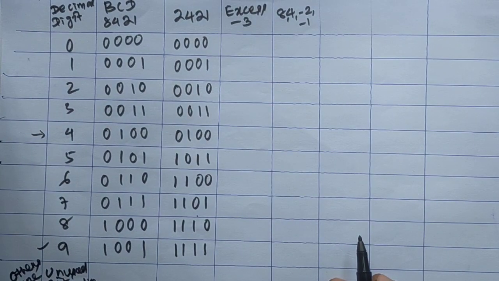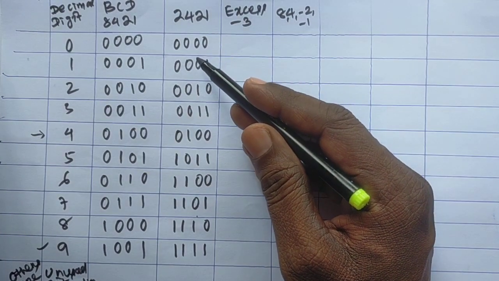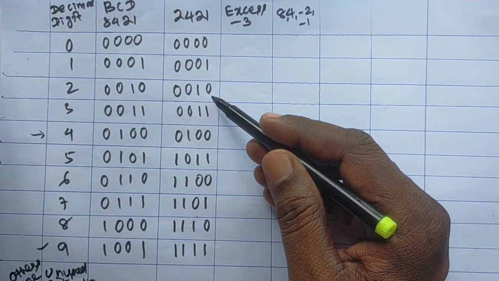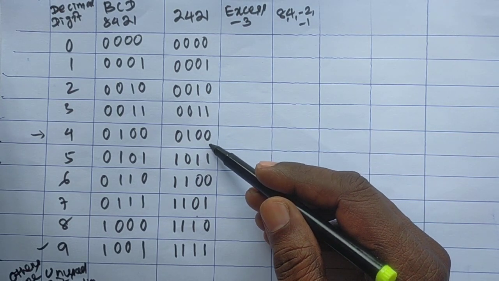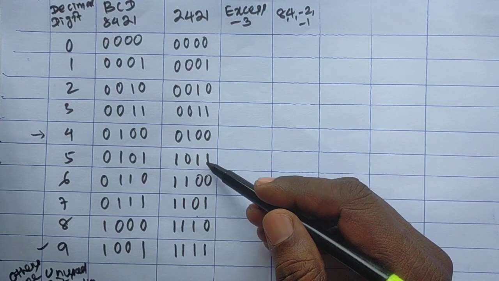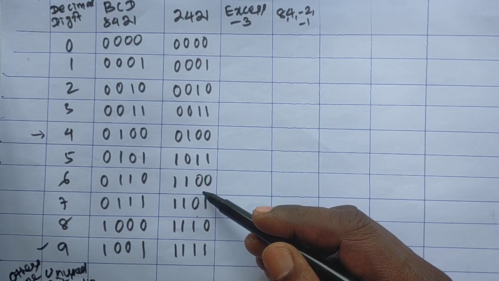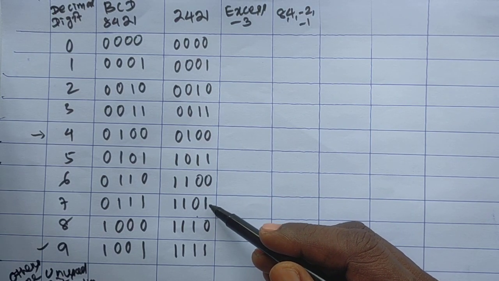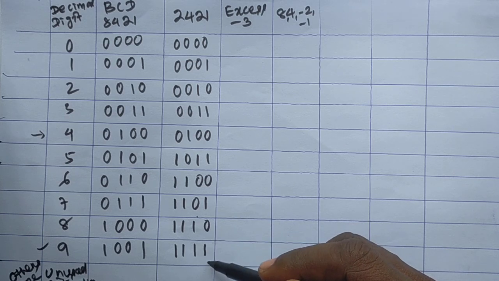So in this way we can define the 2421 values. Once again verify: it is 0, next 1, next 10, next 11, then 4, then 5, 6, 7 is 1101, then 8, then 9.